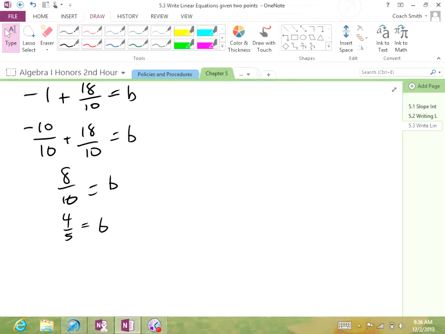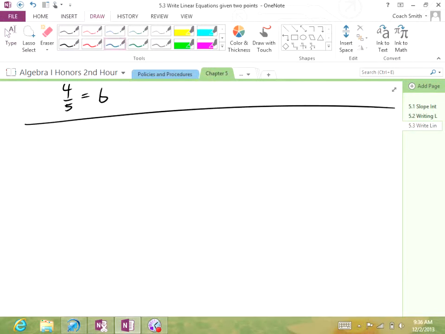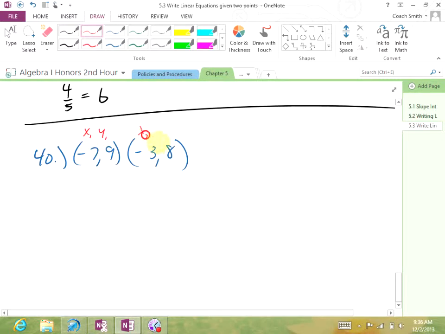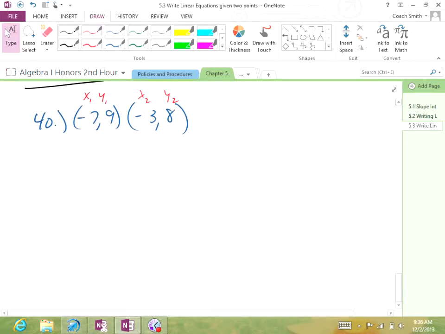All right, number 40. Number 40 says -7 and 9, -3 and 8. So we have x1, y1, x2, y2. Remember, they could be flipped. You could have x2, y2 first, and it doesn't matter. It's just a matter of making sure you keep the coordinates with their pair on top and bottom. Is the only thing that matters.